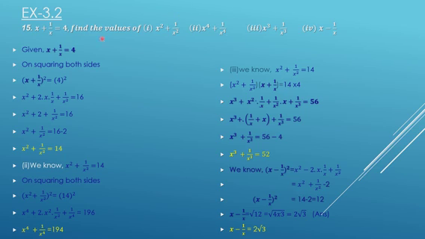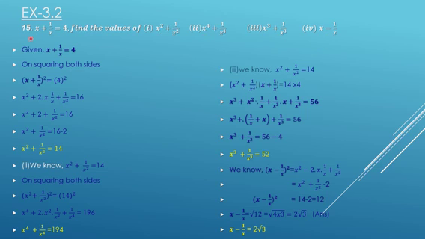Let's move to the next question. This is the 15th question from your textbook. x plus 1 by x is equal to 4. Find the values of x square plus 1 by x square. Similarly, x to the power 4, x to the power 3 and x minus 1 by x.